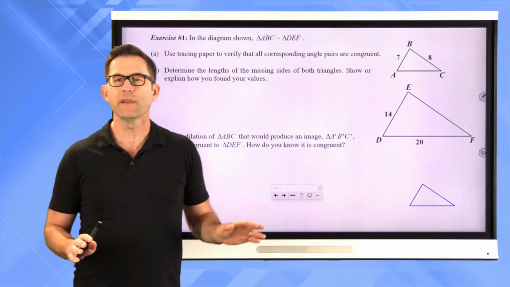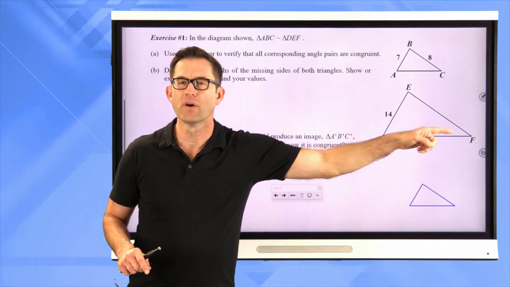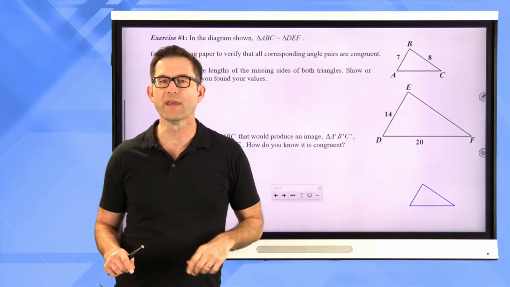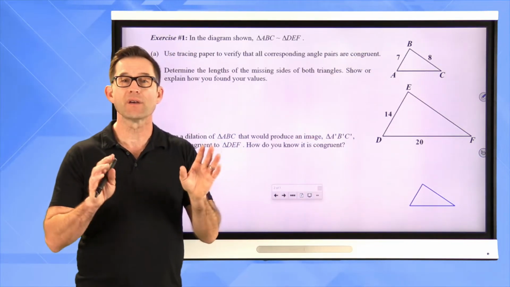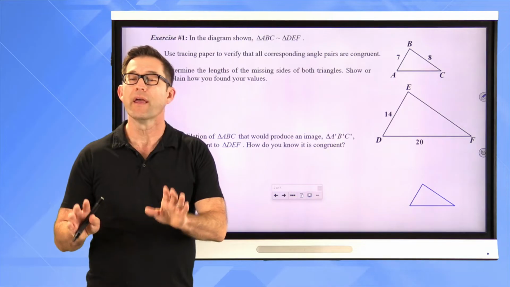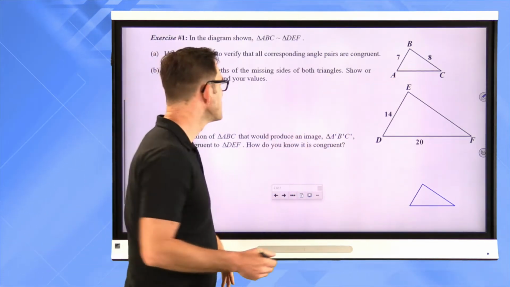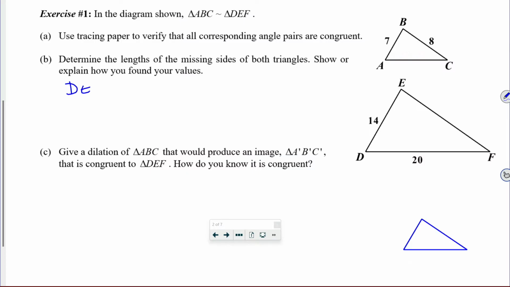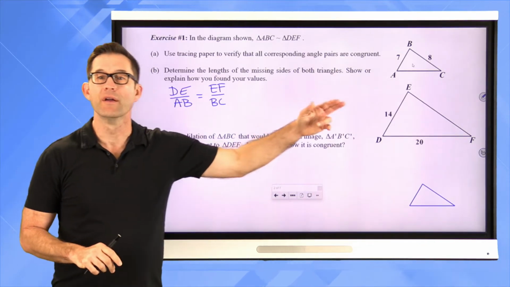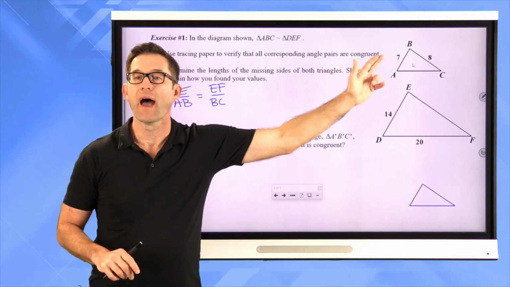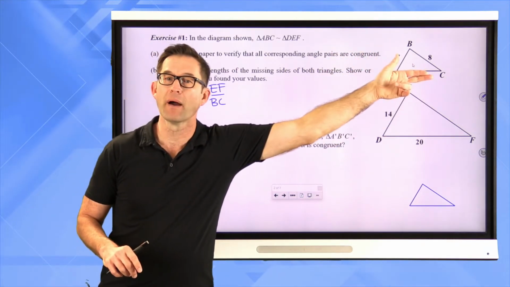All right, so let's talk about EF. Let's find the missing side of EF. Now, the whole idea of sides being proportional to one another is the following. DE is the scaled version of AB. So if I take DE and I divide it by AB, that's got to be the same as if I take EF and I divide it by BC. All right? So those two have to be true. DE divided by AB has to be the same as EF divided by BC.